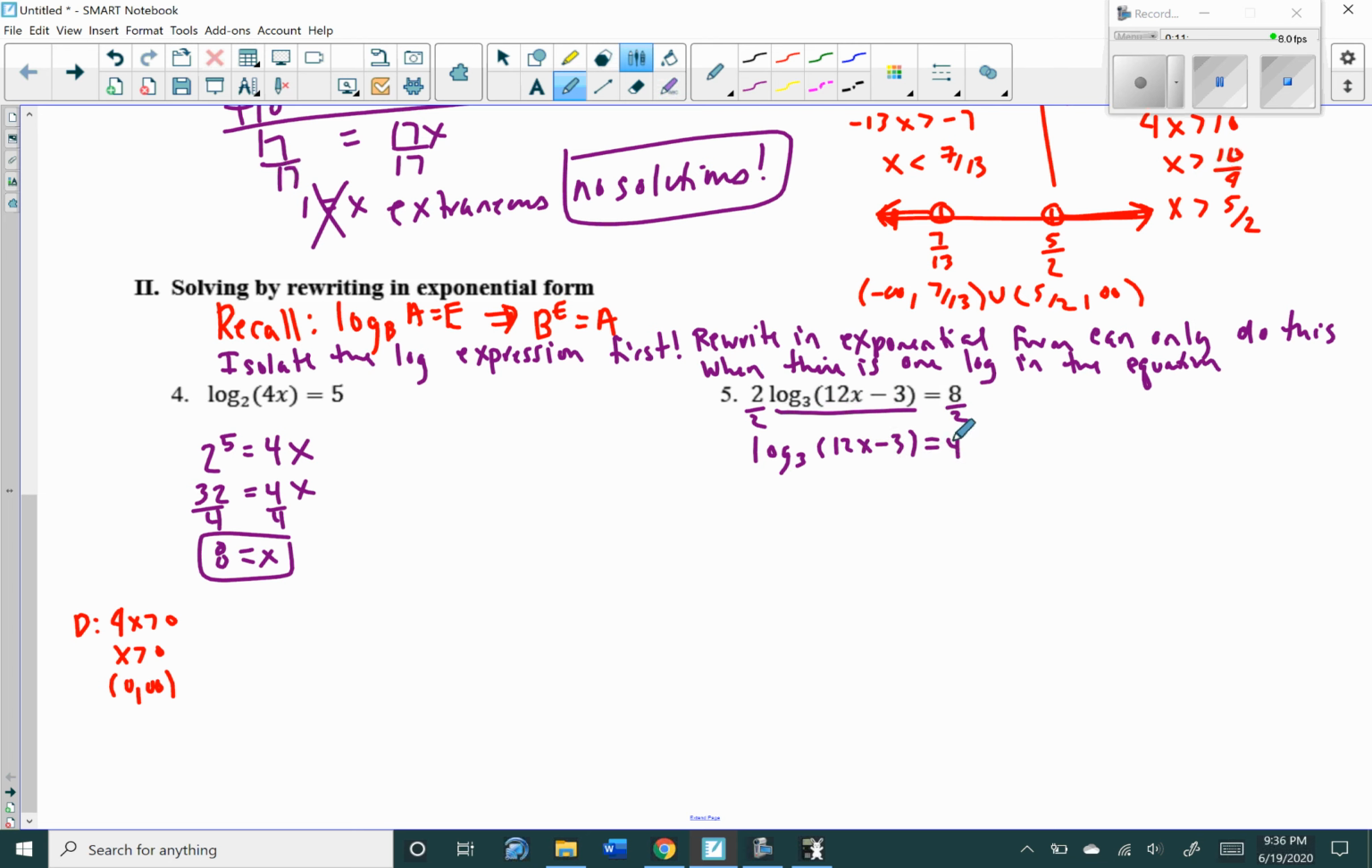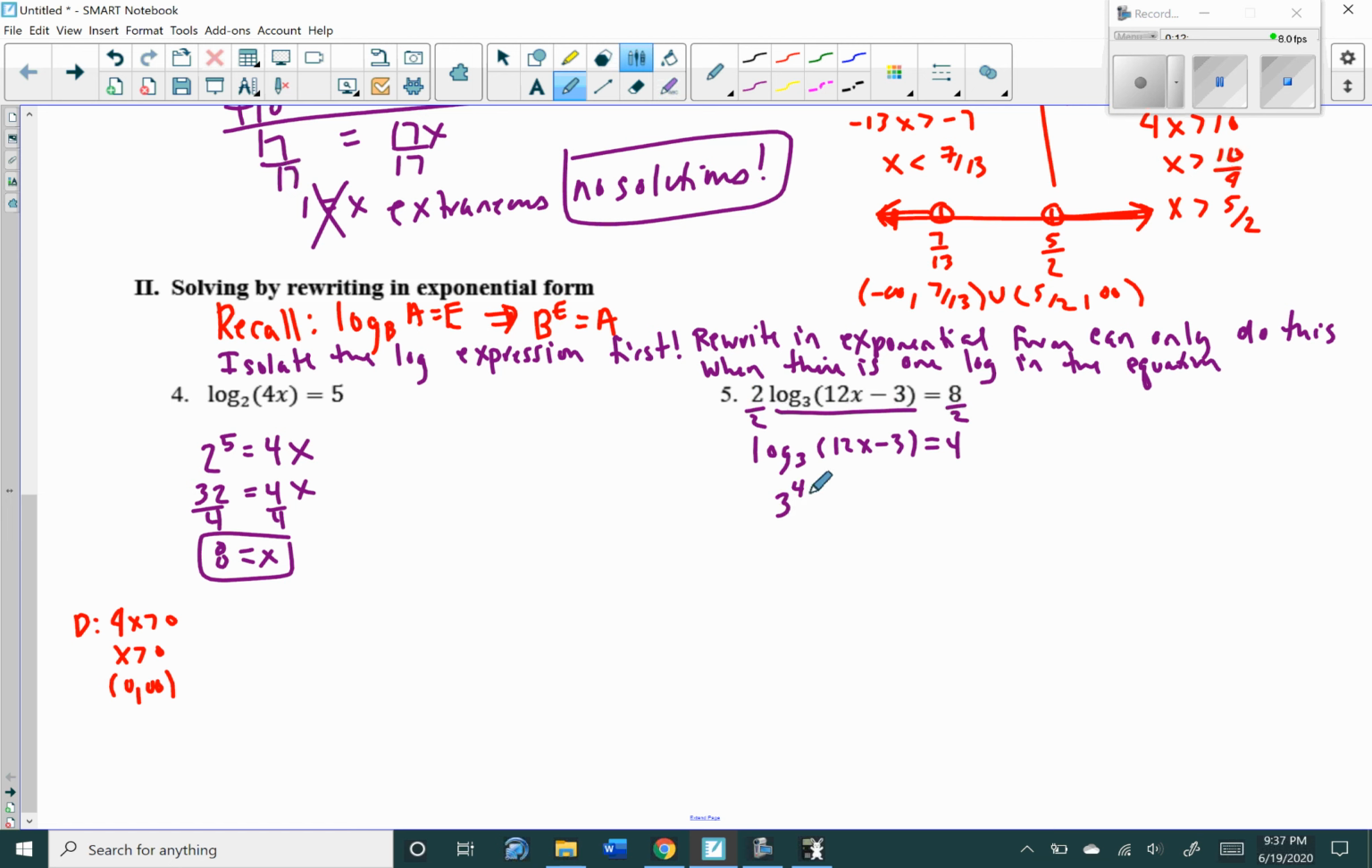Now, sometimes I have students that will ask me, why did I not divide what was inside the log? You can't divide what's inside there because that 2 is being multiplied by this whole expression, and again, it's inside the log. Now that I have the log isolated, I can go ahead and put this in exponential form.